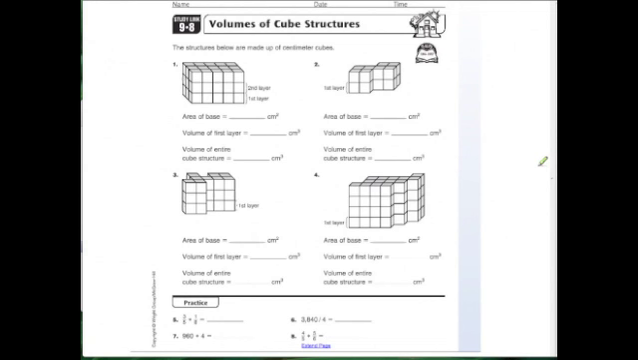I'd like you guys to pause now and answer this worksheet. It's on the back of your daily schedule. Please do that now and then come back to the video. Okay, you've answered these and had them graded and you're ready to move on.